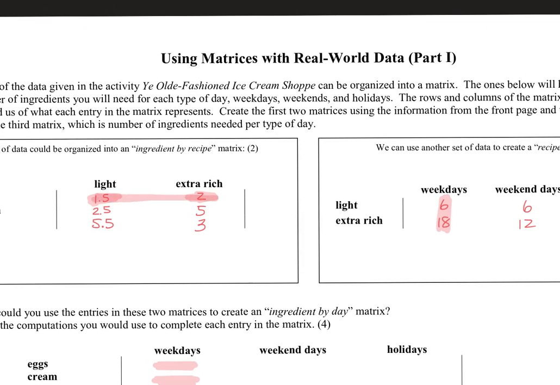This little highlighter. This should look very familiar to what we were doing the other day with matrix multiplication. I'm going to take 1.5 eggs for the light, 2 eggs for the extra rich, times the number of light and extra rich ice cream I'm making that day. So let's just do this very first one together. I need 1.5 eggs for the light batch, and I'm going to make 6 of them. So 1.5 times 6 means I need 9 dozen eggs, and that makes sense.